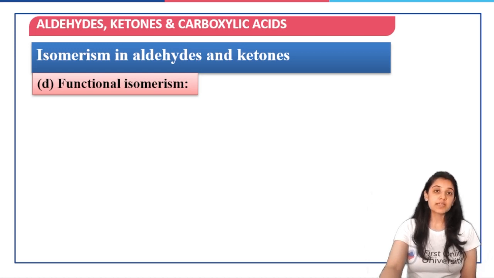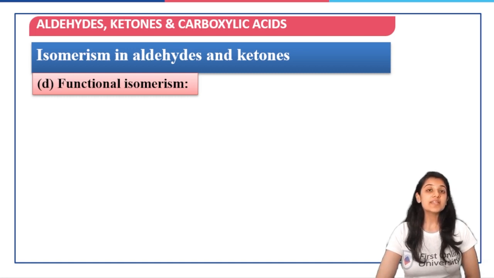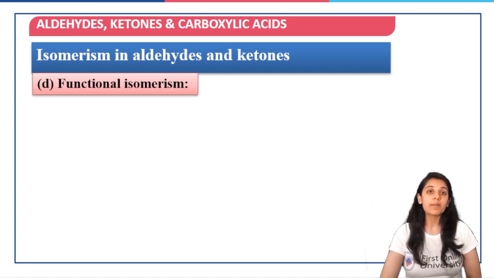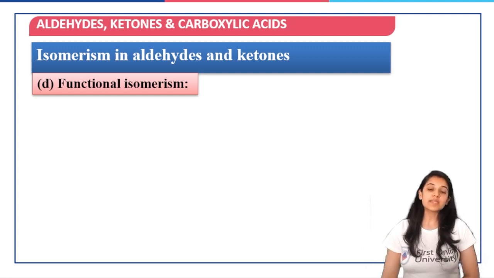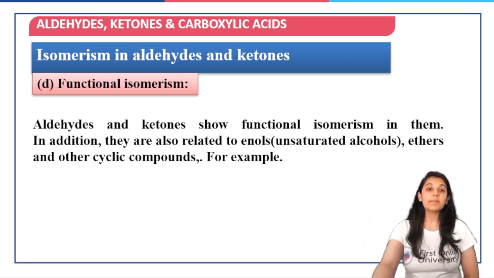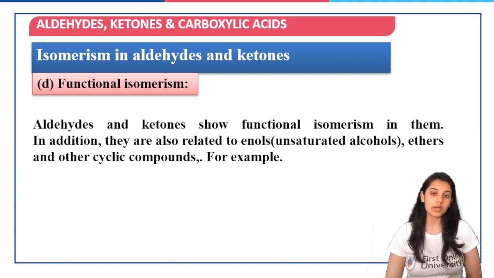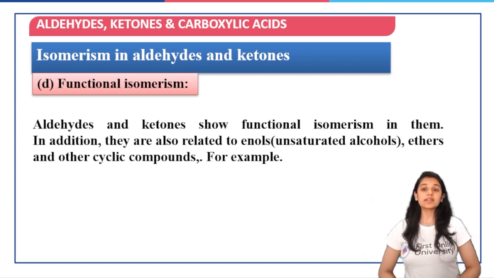The fourth type of isomerism that is seen in case of aldehydes and ketones is functional isomerism. Every isomerism is going to indicate by its name itself what it means. All you need to do is understand and remember a bit about what we are discussing here. When I say aldehydes and ketones, they show functional isomerism. In addition, they are also related to enols. What are enols? That means unsaturated alcohols, ethers, and other cyclic compounds.